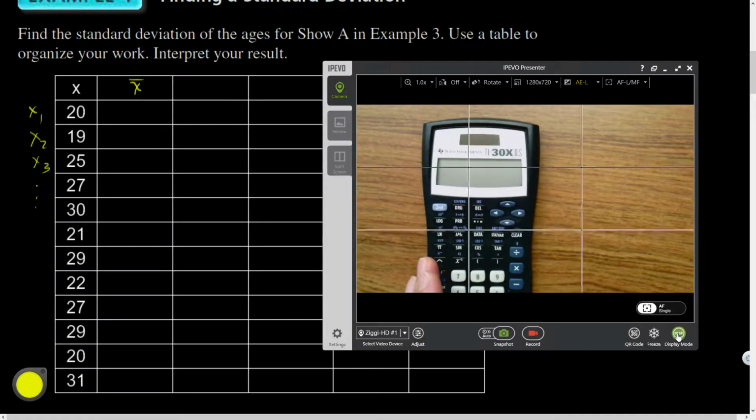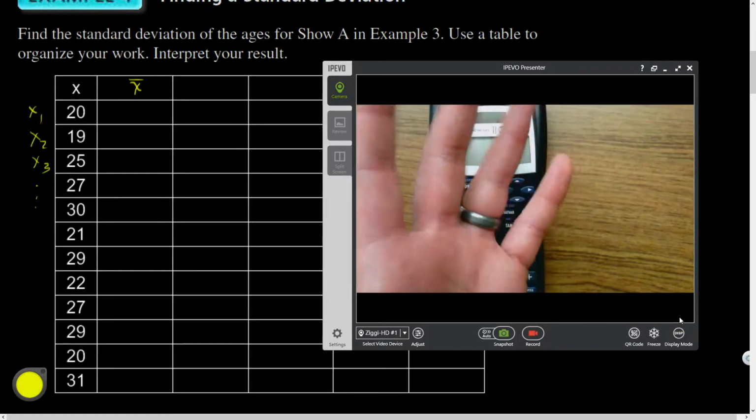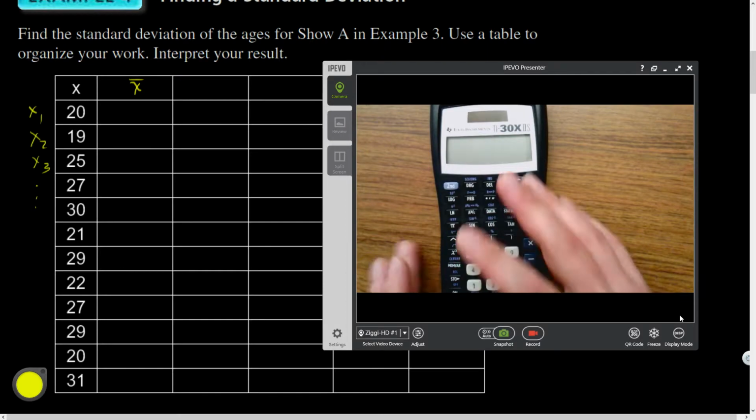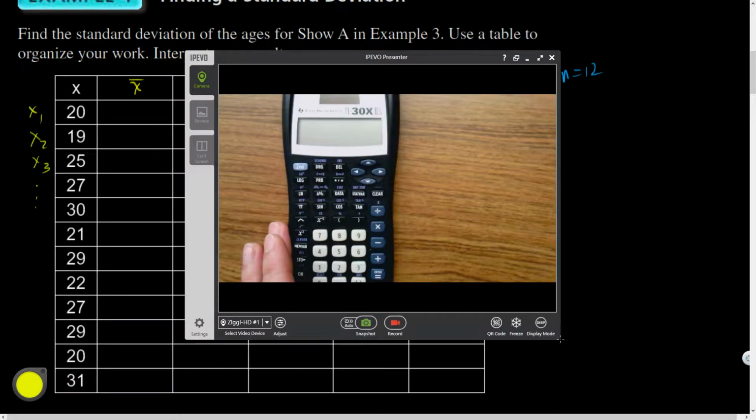Oh, look at this. There we go. There's my nice ring. Here's my calculator. So, guys, what I'm going to do is add these up, right? That's how I find the mean. I got to add them.